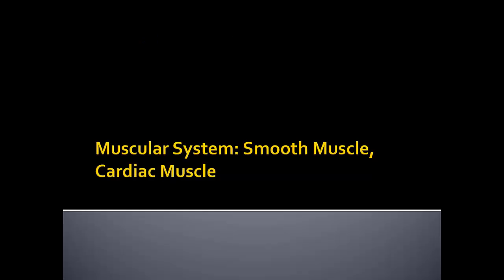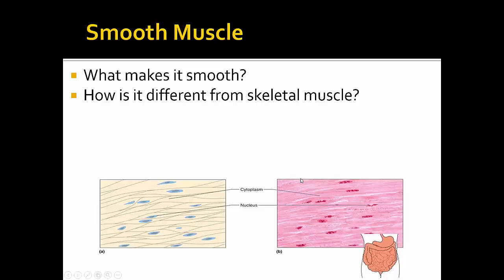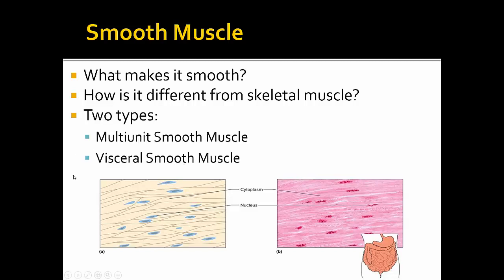Just briefly, we're going to talk about smooth muscle and cardiac muscle. So what makes smooth muscle smooth? Well, it's smooth because it's not striated. Cardiac muscle has striations, and so does skeletal muscle. The striations are caused by the organized pattern of the myofibrils and the thick and thin filaments. Smooth muscle doesn't have any of that. There are two types of smooth muscle, multi-unit smooth muscle and visceral smooth muscle, distinguished by how they contract. I'll talk about that in the next lecture.